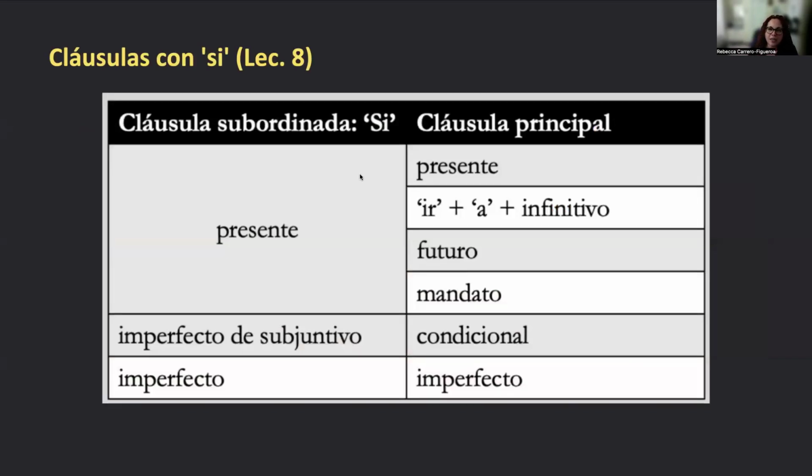You have learned a lot, but we continue expanding, reviewing with this chart on lesson 8 when we study the si clauses, okay? See that the si will remain in a specific tense while the main clause includes other options, okay? The first condition was having the subordinate clause with a verb in the present, okay? So the main clause gave us 4 options: present, ir a infinitivo, futuro, or mandato, okay?